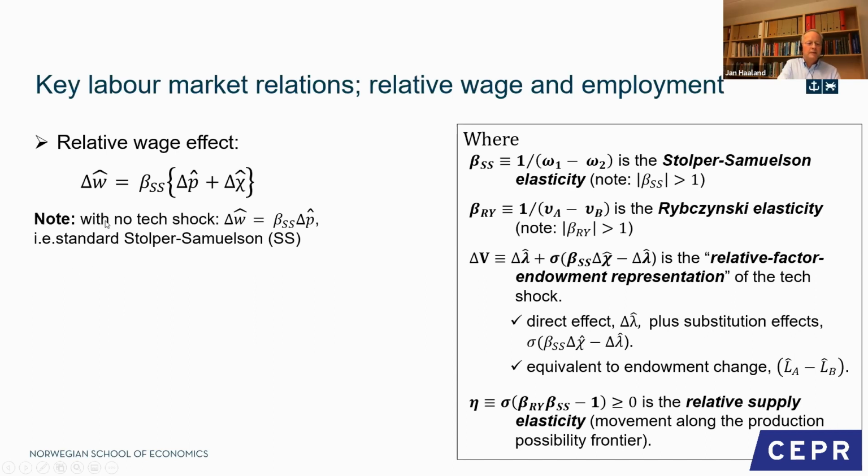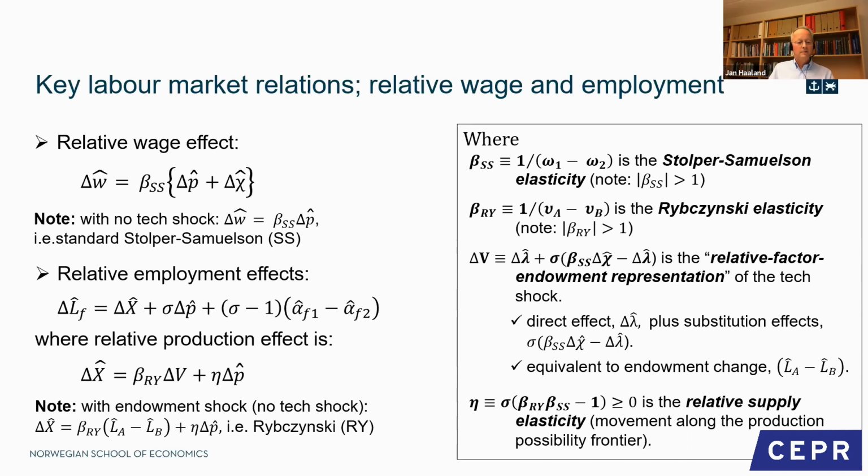If you just think of this as without a tech shock, then the first equation here is simply the Stolper-Samuelson relationship between goods prices and factor prices. And what we add is this sector bias of any change in technology. The relationship of the relative employment and production effects are also familiar, but maybe not as easy to see directly.